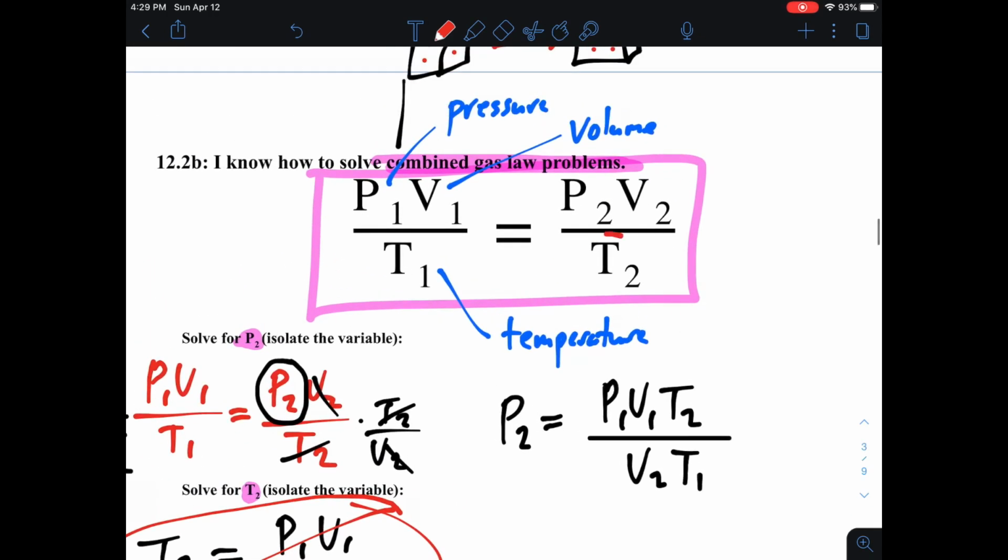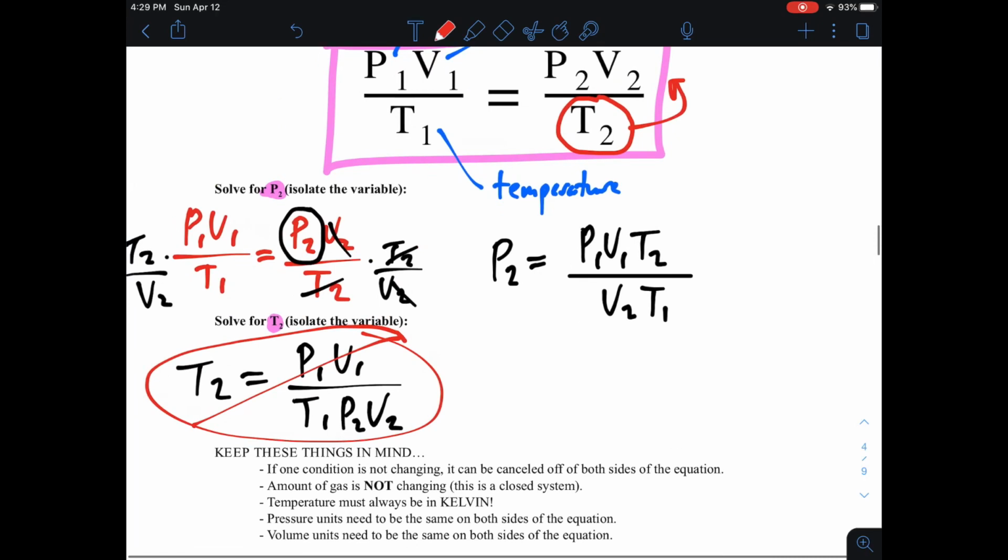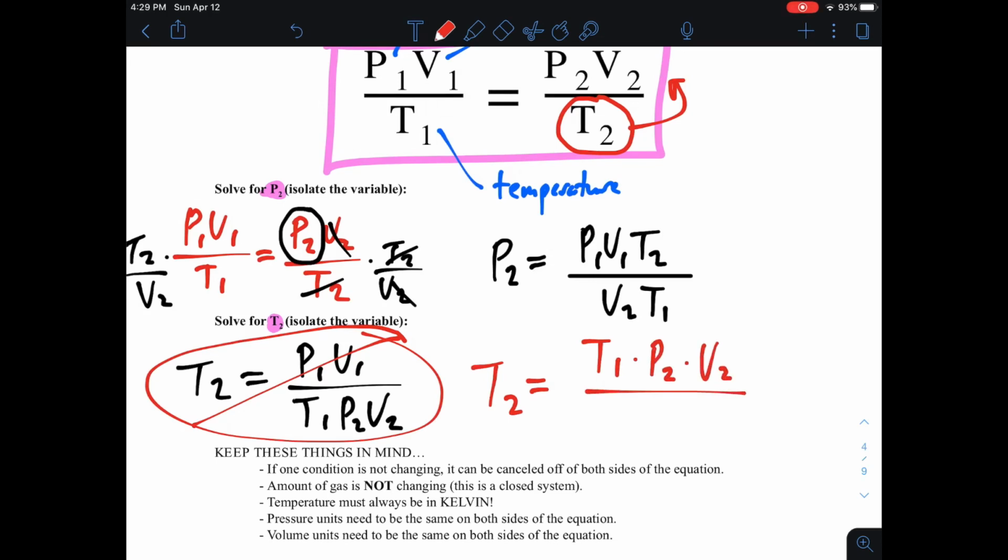You see, if you solve for T2, remember that T2 is in the denominator. We need to make sure it gets to the numerator if we're going to solve for it. So T2 in this one actually equals T1 P2 V2 over P1 V1. Notice it's the exact inverse of what you may have gotten before because we need to make sure T2 is in the numerator.